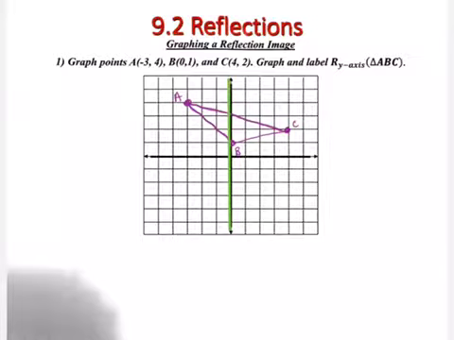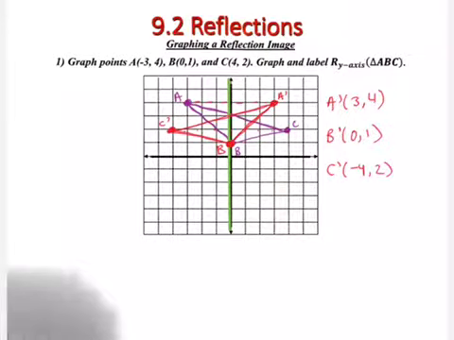So for A, we move over 1, 2, 3, then 1, 2, 3. So A prime is here. C will move back 1, 2, 3, 4, then 1, 2, 3, 4 to the left. So C prime is here. And since B lies on the y-axis, it stays put, so B prime is here. So this is our image of ABC after being reflected across the y-axis. So your coordinate of A prime should be 3, 4. B prime is still 0, 1. And C prime in this case would be negative 4, 2.